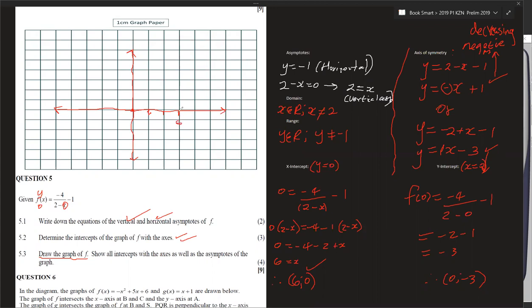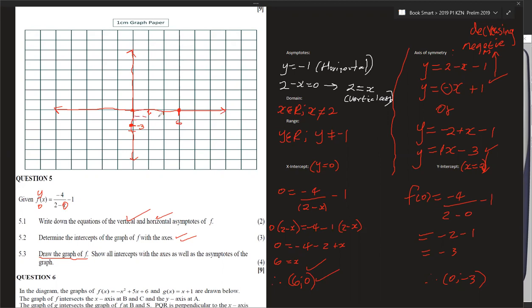So my x-intercept will be here, so I've sketched this. Now I need to sketch the y-intercept at -3. So it's going to be -2, -4, and obviously -3 will be somewhere here. You show that this is -3. And then we need to show our asymptotes. y is -1. Remember this is -2, so -1 will be somewhere here.